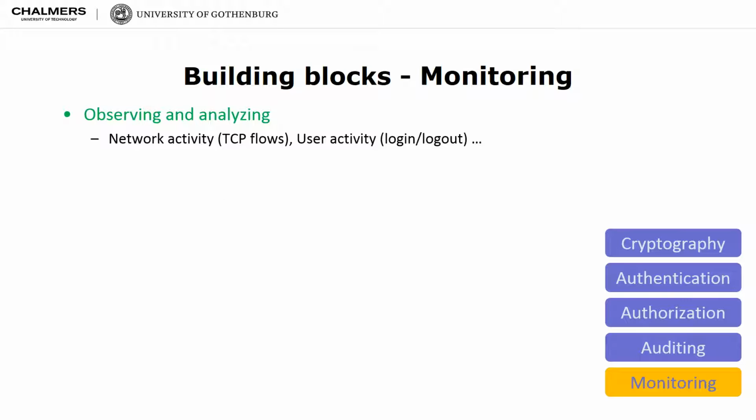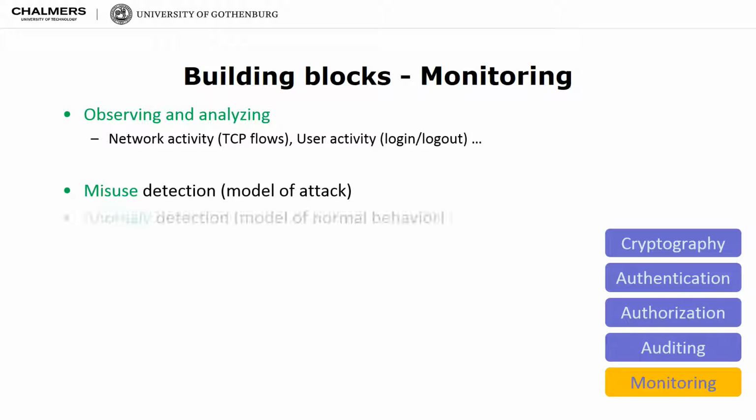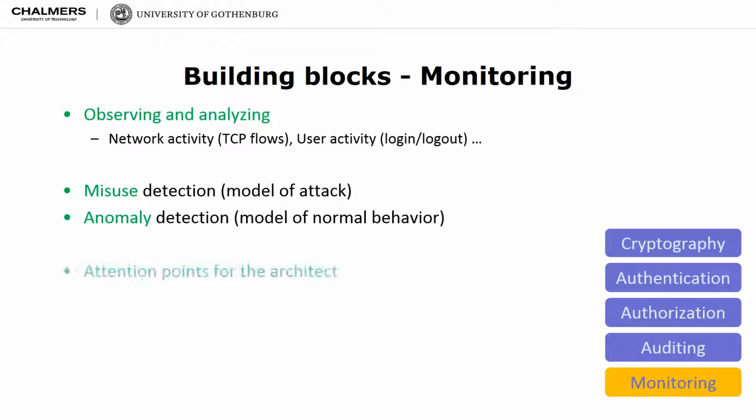The first is called misuse detection, where the system has a model of an attack, or rather a model of a behavior that is considered malicious, and the monitoring system is proactively looking for such behavior. At the opposite, we might have a model of what is normal behavior for normal users, and we might be on the lookout for deviations. So, for instance, a user whose behavior is deviating from the model of normal behavior, and this is anomaly detection.